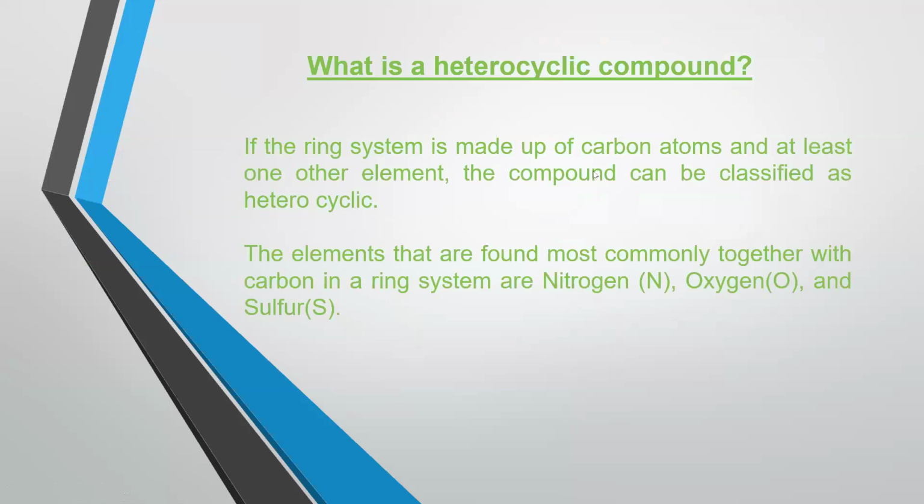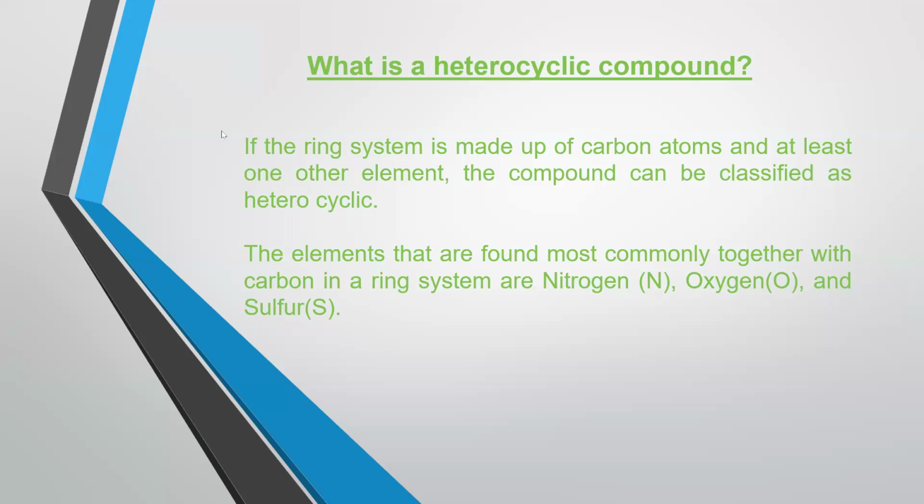So what do you mean by heterocyclic compound, guys? What is it other than carbon? What kind of heteroatom can we expect in the ring? The ring consists of a heteroatom. Oxygen, nitrogen, sulfur, yes. Other than nitrogen, oxygen, sulfur, which kind of heteroatom?